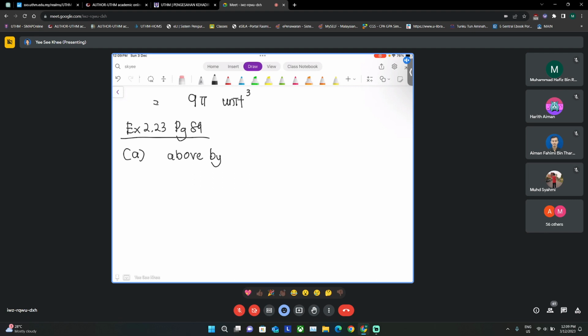So you know that it's a sphere. This sphere has the equation x squared plus y squared plus z squared equals 2z. This is the equation of a sphere. Below by a cone. It's quite similar to the previous one, right? Below by the cone z equals the square root of x squared plus y squared.